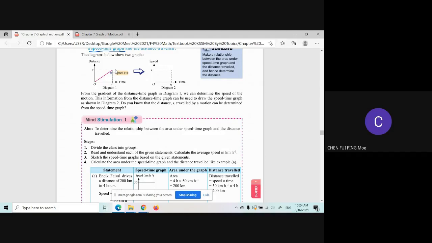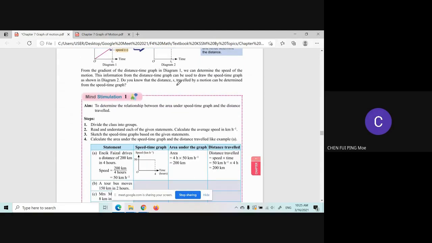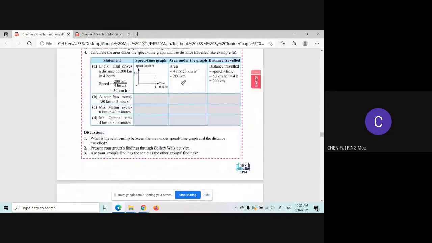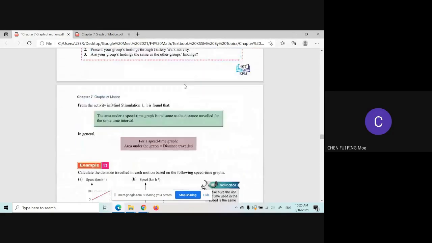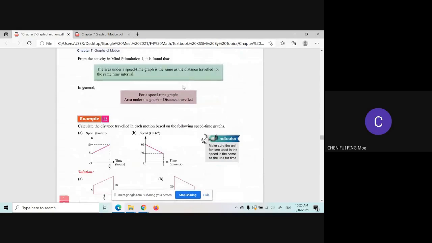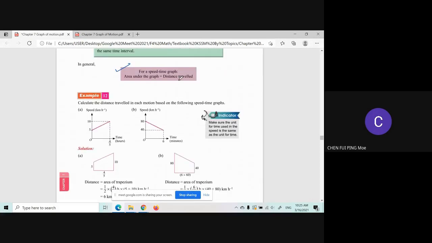From 0 until t1, the speed is constant, right? So you can draw constant like this, horizontal. Okay. Do you know that the distance traveled by the motion can also be determined from the speed time graph by finding the area? So we can make a conclusion: the area under the speed time graph equals the distance traveled for the same time interval. So this one you need to memorize. For the speed time graph, the area under the straight line refers to the distance traveled.